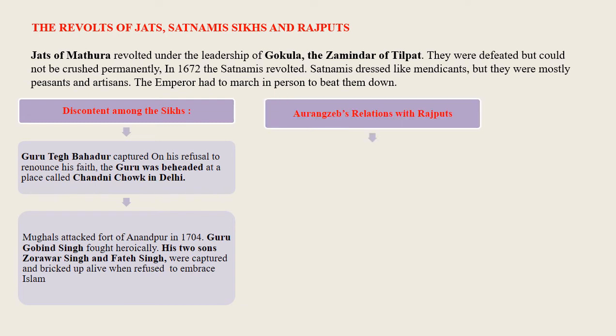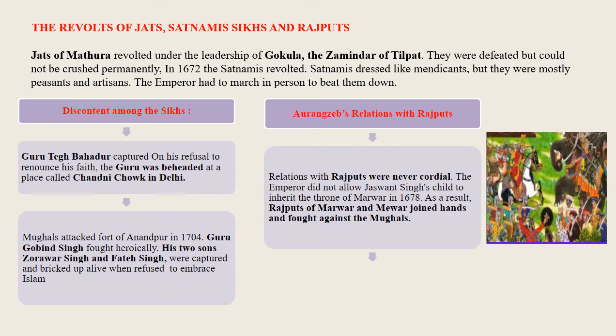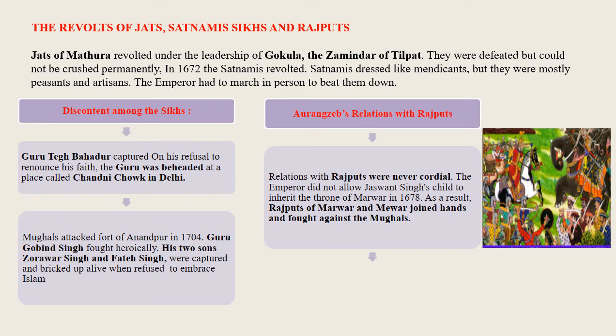Aurangzeb's relations with Rajputs. His relations with Rajputs were never cordial. The emperor did not allow Jaswant Singh's child to inherit the throne of Marwar in 1678. As a result, the Rajputs of Marwar and Mewar joined hands and fought against the Mughals. Later, Aurangzeb tried to patch up the quarrel with the Rajputs of Mewar.